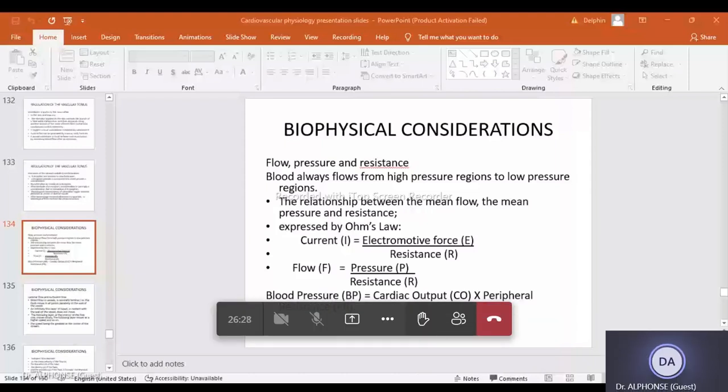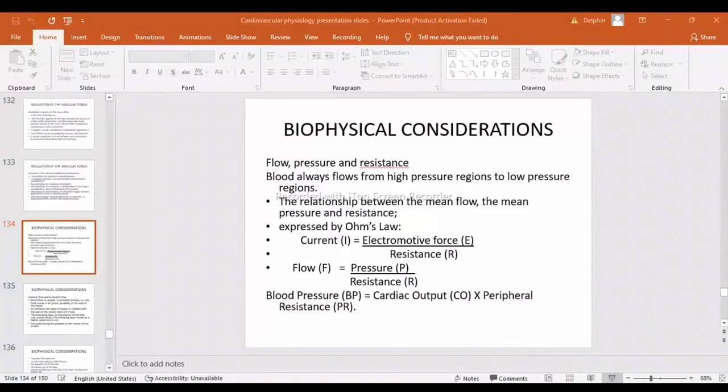This matters when there is a rupture, for instance, or when there is a thrombus.